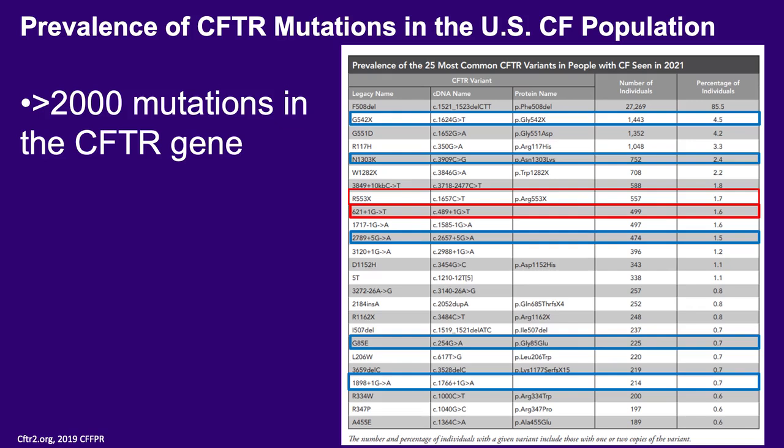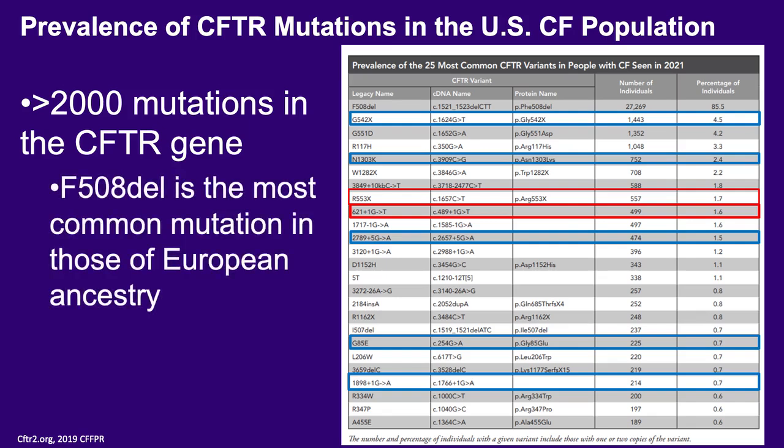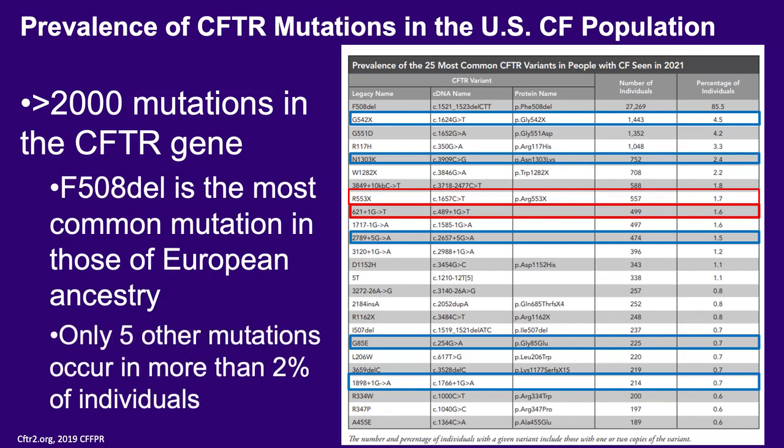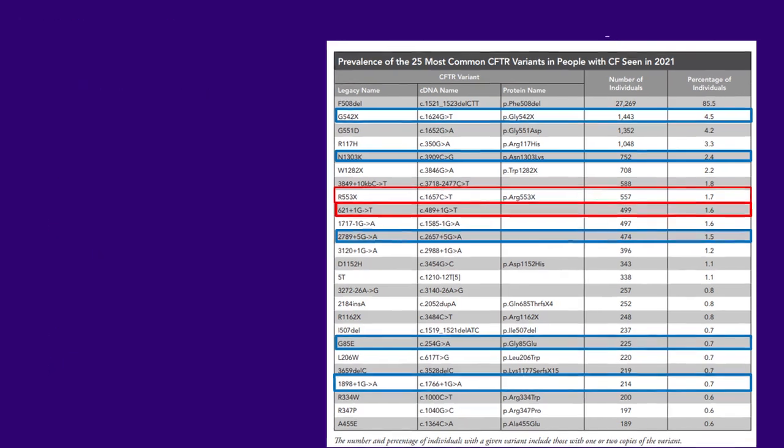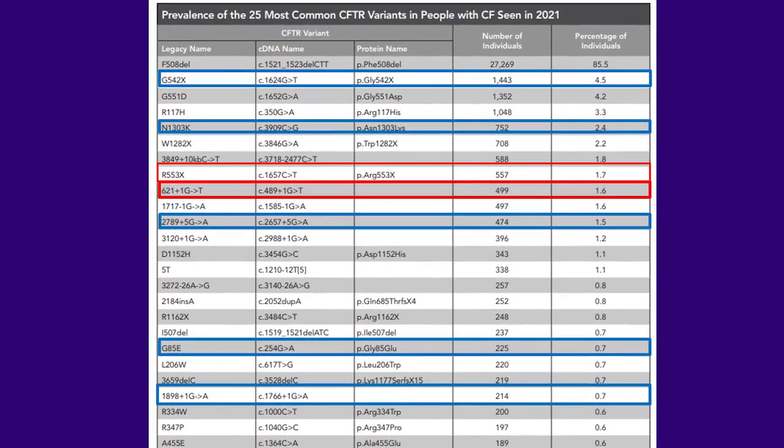At this point, there are more than 2,000 variants in the CFTR gene that have been described. F508del is the most common mutation in those of European ancestry, and only 5 other variants occur in more than 2% of individuals, so most of them are rare. In this table, I've highlighted those variants that are more common in those who are Hispanic in blue, and those who are Black or African American in red. But you'll note that if you only look for a 25-variant panel, you'll miss many, many people.